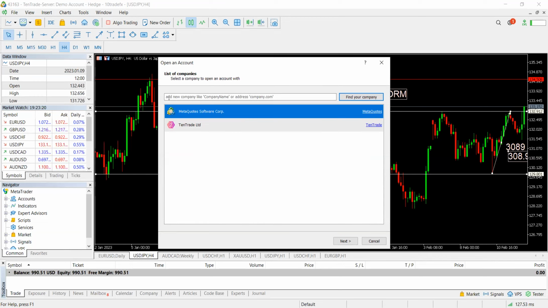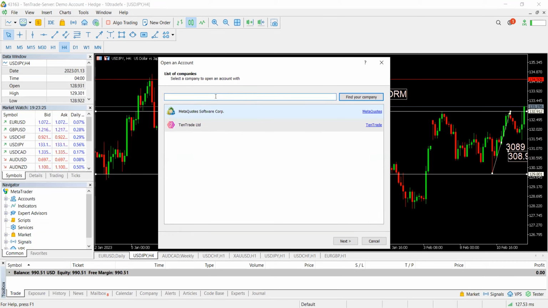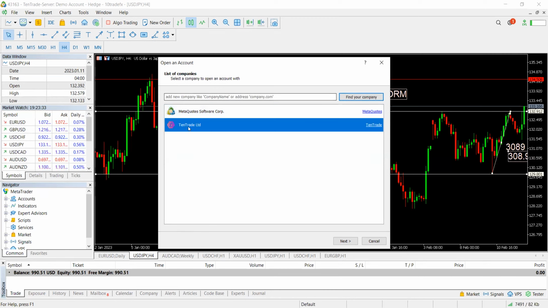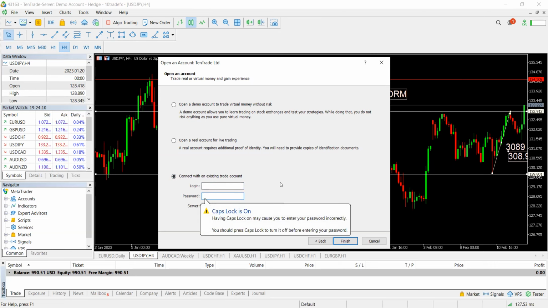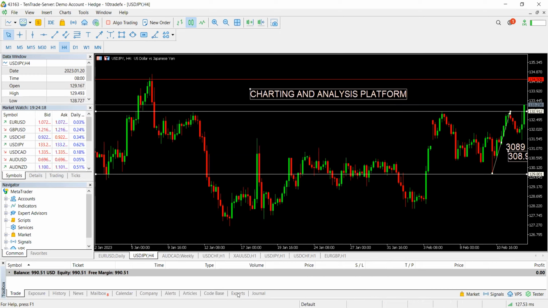What you want to do over here, you see it says add new company. Our company, which is a broker, is 10 trade. So search for 10 trade, and when you search, you see 10 trade come out here. Click on 10 trade, then at the bottom click Next. If you already have a live account or a demo account, select the last option, connect with an existing trade account. The login is your MT5 ID, which you've been provided, and the password you've also been provided. Once you copy and paste everything, you click on Finish, and you will see your account login like this.